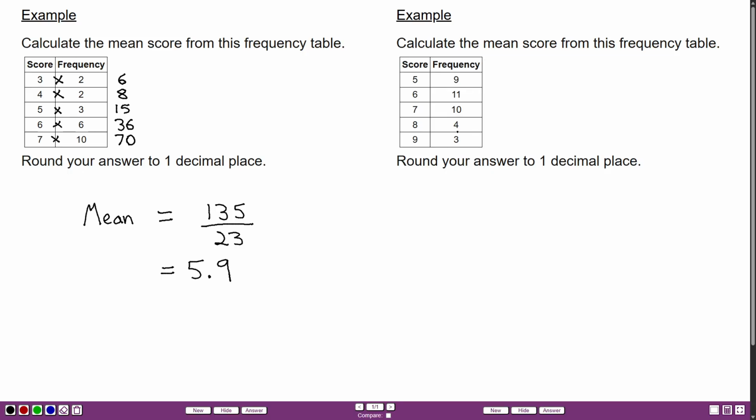Okay, here's one for you to have a go at on the right. Pause the video and then see if you get the same as me.